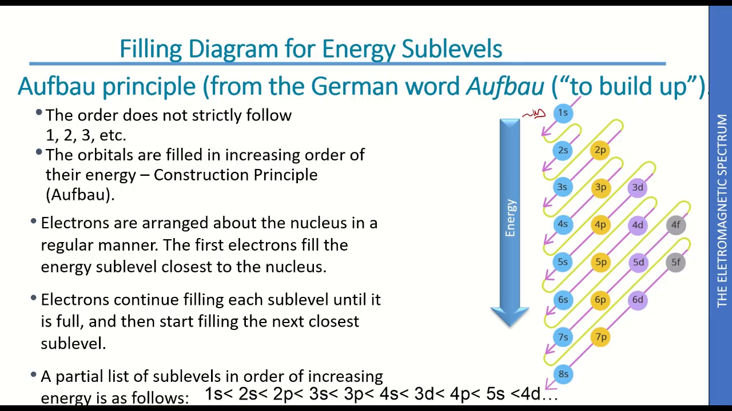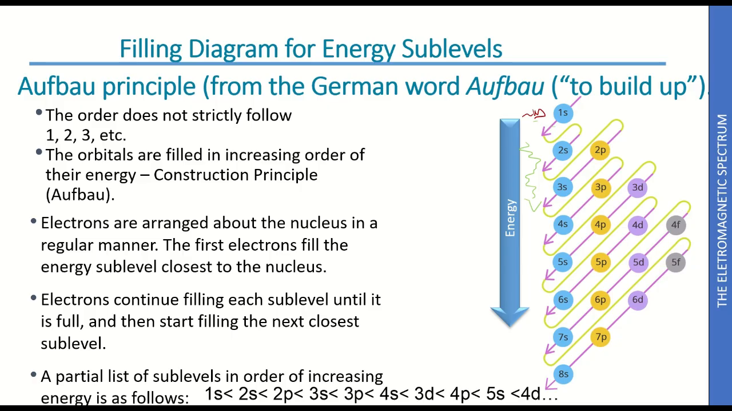To work with the electron configuration, you can use the alphabet principle diagram. The alphabet diagram shows you the electron configuration when increasing the energy. The electrons are arranged about the nucleus in a regular manner. The first electron fills the energy sublevel closest to the nucleus, and we continue filling each sublevel until it's full, and then start filling the next closest sublevel. Okay? So the orbitals are filled in increasing order of energy.